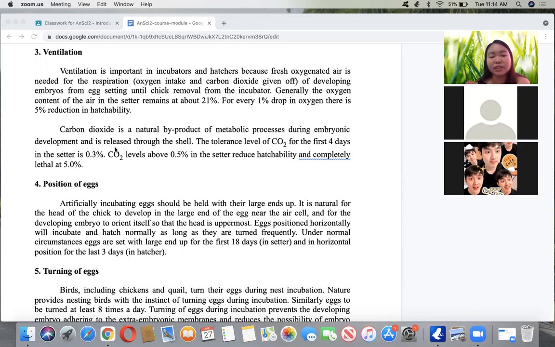So, ang carbon dioxide naman is also a natural byproduct ng metabolic processes during embryonic development of chicks. They are released through the shell. Akala mo impermeable ang shell, no? But it's actually permeable, and it can release gases, not really liquid. So, the tolerance level ng carbon dioxide for the first 4 days in the setter should be 0.3%. CO2 levels above 0.5% in the setter will reduce hatchability, and it is completely lethal pag tumuntong ng 5%. So, dapat i-maintain ang 0.3%.